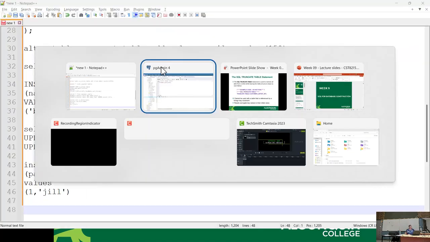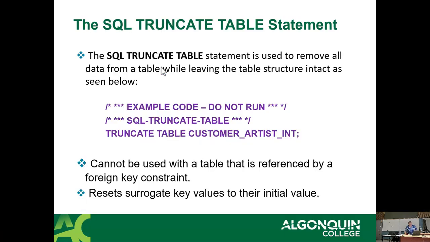Okay. All right. Now back to the slide deck. So to make sure I don't forget anything, one more thing. Reset surrogate key values to the initial value. Only true for MySQL. Maybe Microsoft SQL Server. I don't know because I've never tried it with Microsoft SQL Server. In Postgres, Oracle, and IBM DB2, the sequence stays the same. So in other words, if you're on 5 and you truncate the table, the next one will be 6. It doesn't reset it. In MySQL, it resets it to 1. That's the big difference.